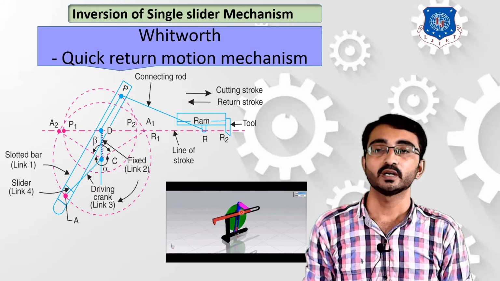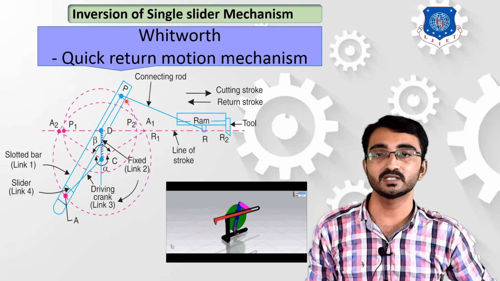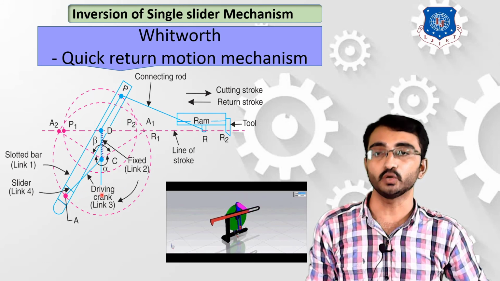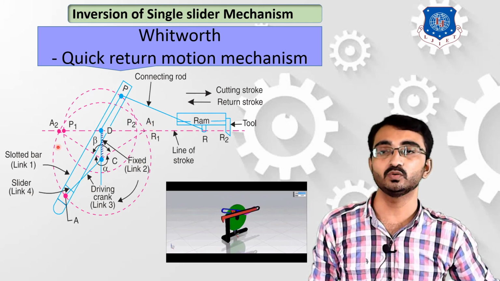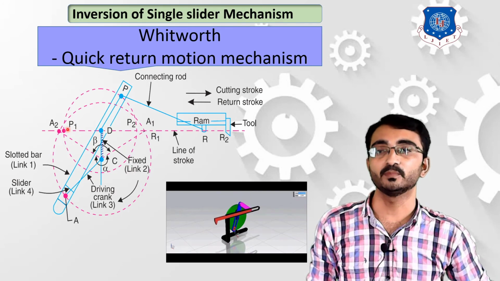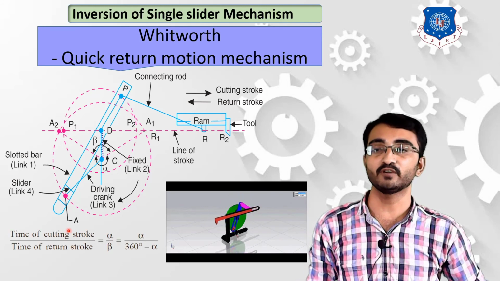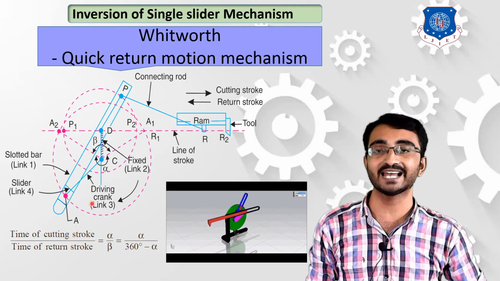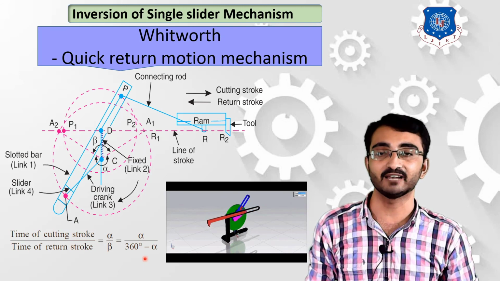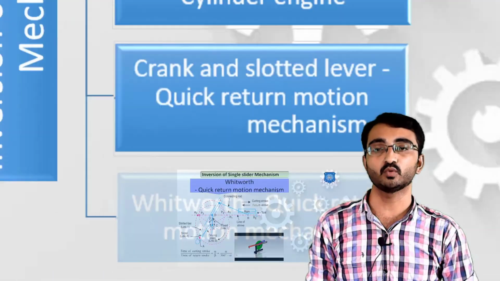And if you want to calculate the cutting to return time, over here the cutting time can be achieved as your position moves from A1 to A2. This angle A1 to A2 denotes your alpha angle, and your return angle will be your beta angle, that is from the A2 to A1 position. That will give you the ratio, that is time of cutting stroke to time of return stroke, which is alpha upon beta, and that can also be written as alpha upon 360 minus alpha. So this is all about the fifth inversion, the Whitworth quick return motion mechanism.